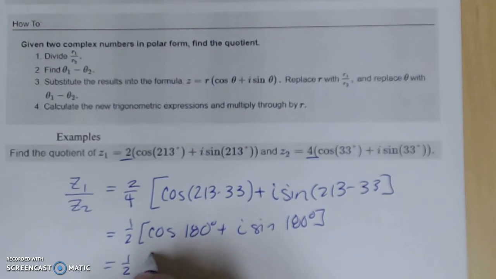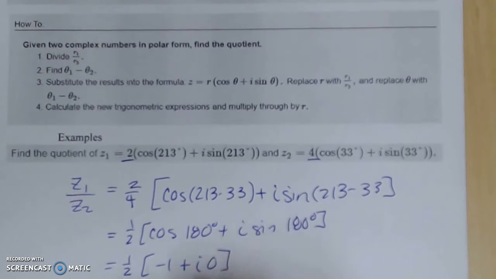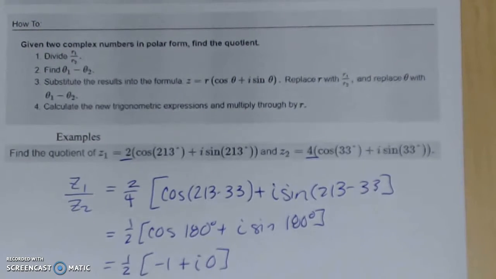So I end up with 1/2. Go to my trig circle. Cosine of 180 degrees is -1 plus i times 0. -1 plus 0 just gives me -1, so our final result is just -1. So this one was kind of unique in the fact that it all narrowed down to a simpler answer than we expected.